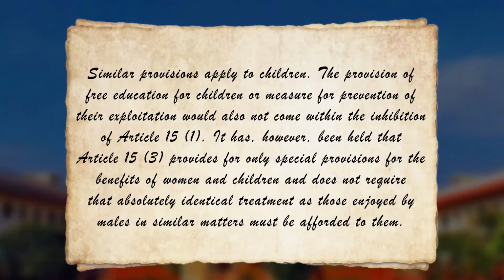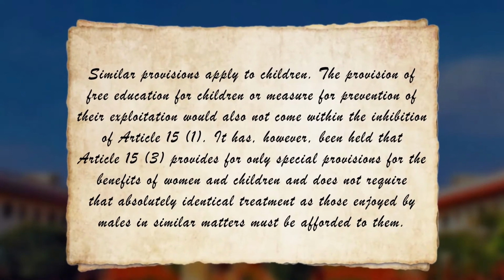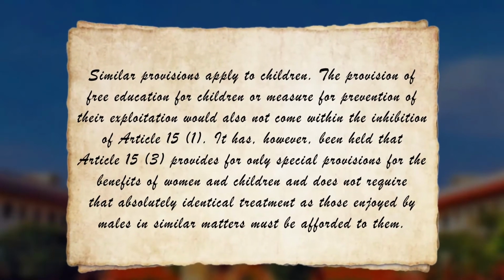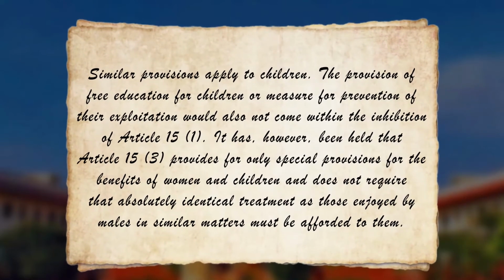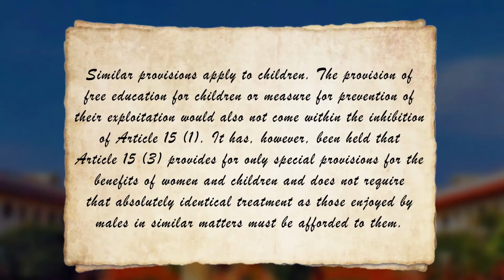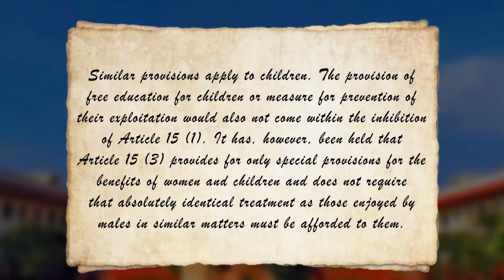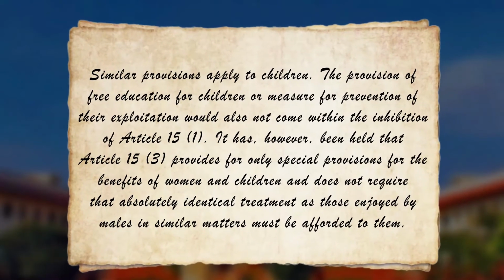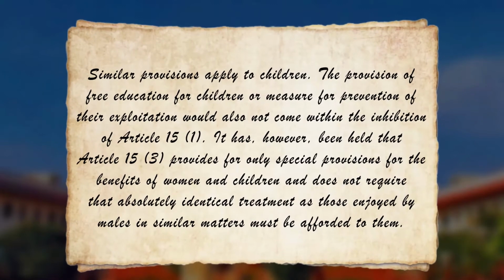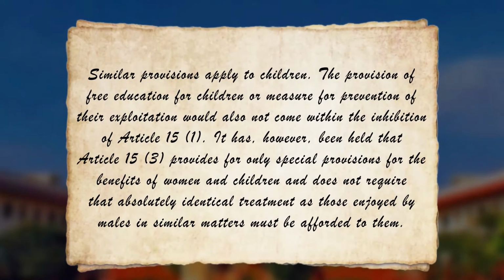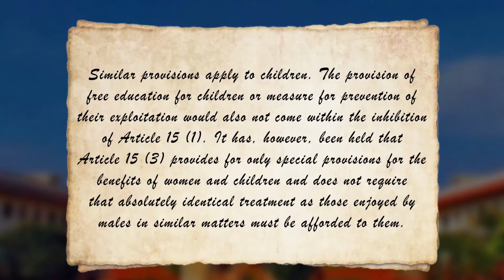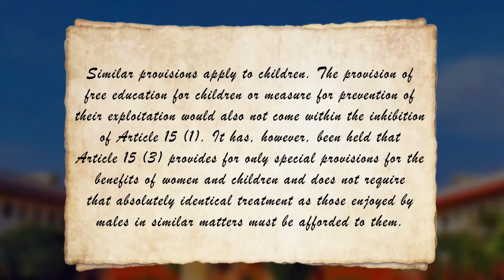Similar provisions apply to children. The provision of free education for children or measures for prevention of their exploitation would also not come within the inhibition of Article 15(1). It has, however, been held that Article 15(3) provides for only special provisions for the benefit of women and children and does not require that absolutely identical treatment as that enjoyed by males in similar matters must be afforded to them.